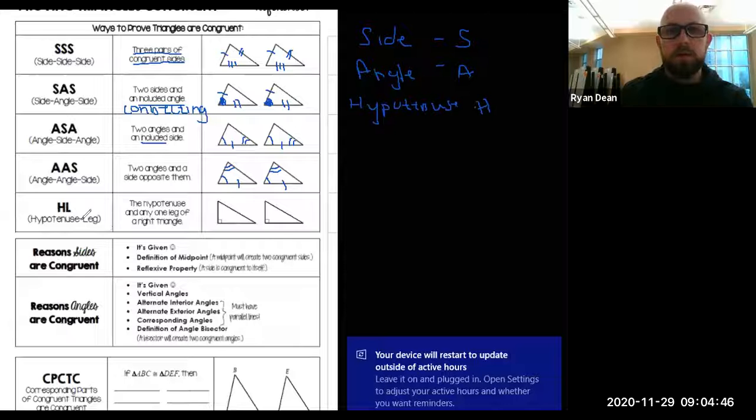Okay, this HL, the hypotenuse leg, this one is very special because it only goes with right triangles. You can't use hypotenuse leg with any triangles, only the ones that are right triangles. Okay, so when we have hypotenuse leg, a hypotenuse, you remember that is the side that is across from the 90-degree angle.